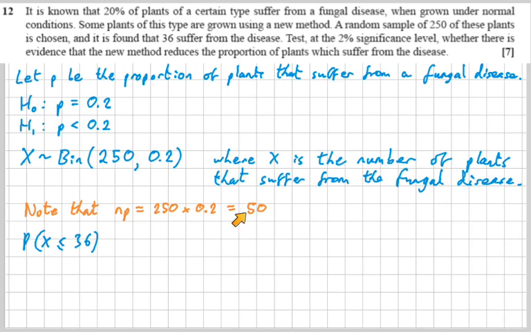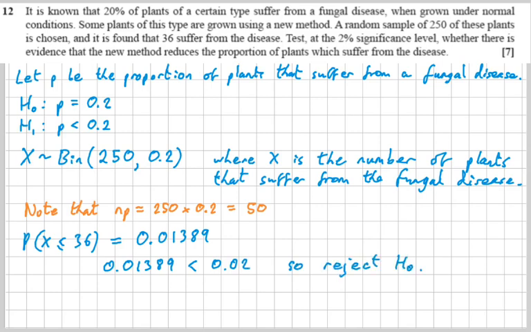Now, since 50 is the middle, 36 is in the lower tail of the distribution, and we need to be at least as extreme as that. If not 36, then more extreme, which is even less than 36. Work that out on your ClassWiz calculator, and we get 0.01389-ish. Compare that now explicitly with the significance level. It's clearly less than that, so it's unlikely enough for us to reject H0. So that's indeed what we do.